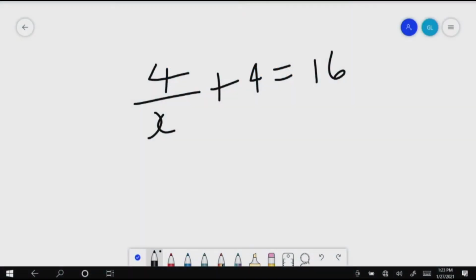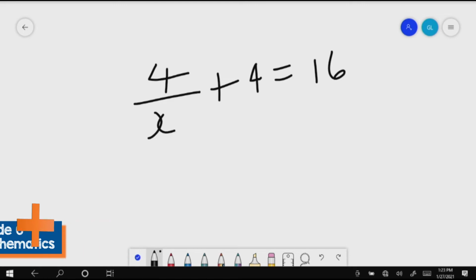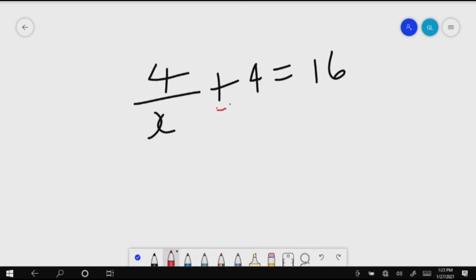And that would have given us the solution of A. Next, 4 upon x plus 4 equals 16. Now there are several ways of solving this question. We're going to try both of them so that whichever method you use, the solution would be the same.